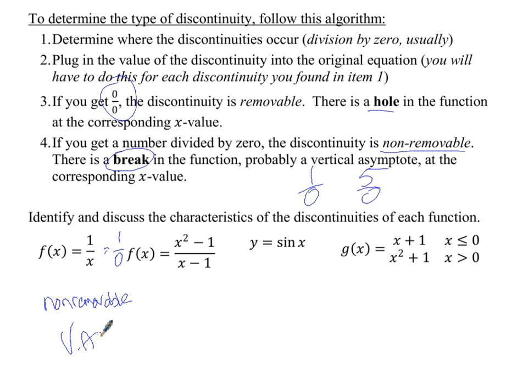So for the second one, f of x equals x squared minus 1 over x minus 1, what do we do first? Look for division by 0. Do we have division by 0 here? If x is 1, then there's division by 0, right? So we're going to plug 1 into the top and the bottom and see what we wind up with. We have 1 squared minus 1, which is 0. 1 minus 1, which is 0. We get 0 over 0 here, which tells us what? It's a removable discontinuity.